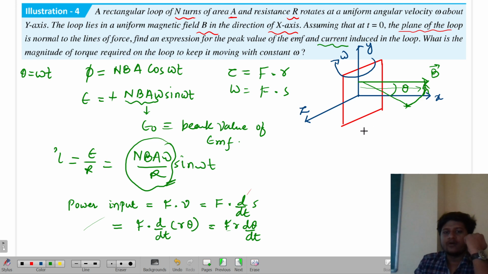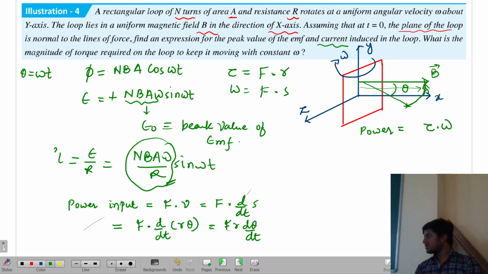So what you got as power input, in terms of torque, is equal to torque into omega. Remember this formula. What is the formula of power in terms of torque and angular velocity? Torque into omega. Got it or not?